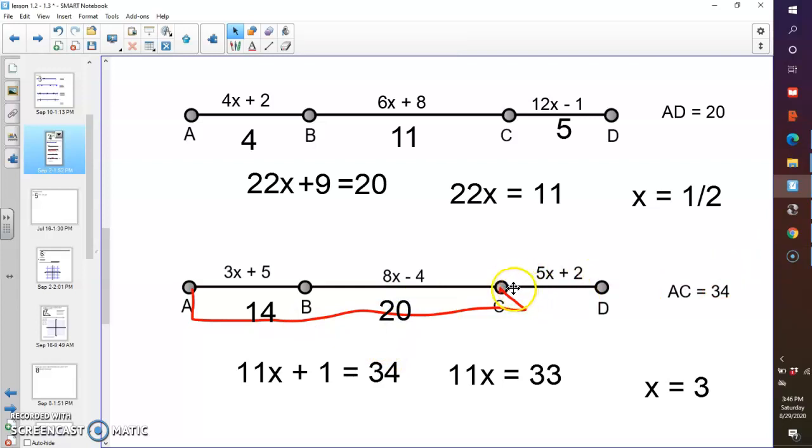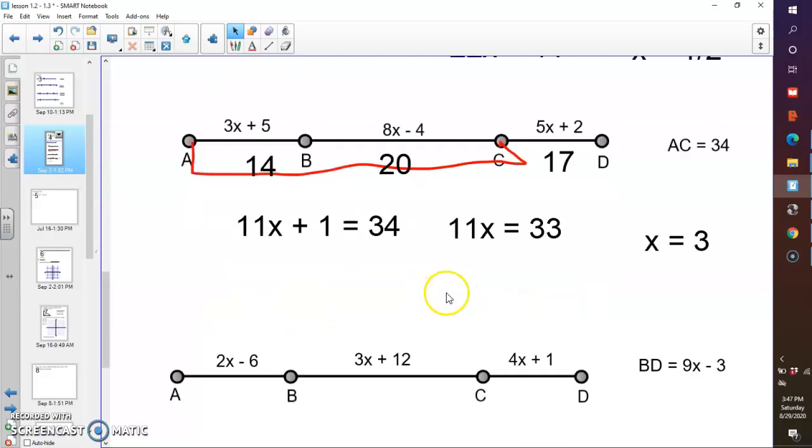I can use this x, though, to find CD. CD is going to be 17. 5 times 3 is 15. 15 plus 2 is 17. So that question absolutely can be asked, and you do need to be aware of it.